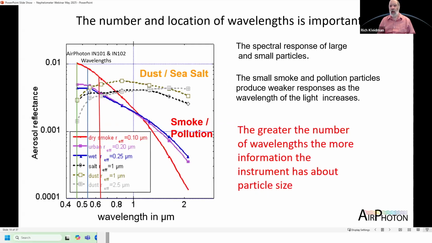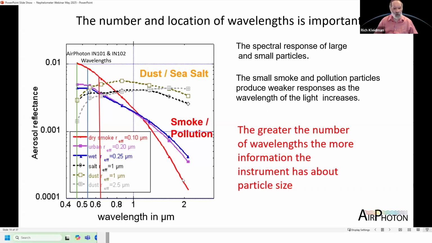Okay, I've mentioned once or twice, just briefly, that the number of wavelengths you have can be important because there are single wavelength nephelometers and 2 wavelength nephelometers. Most common is 3. That's what ours is.